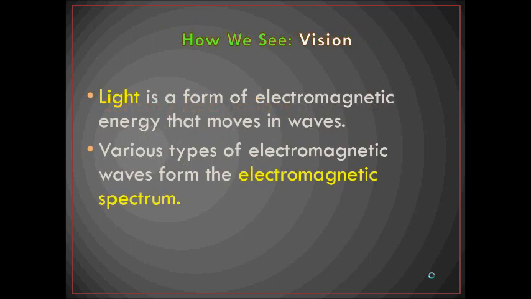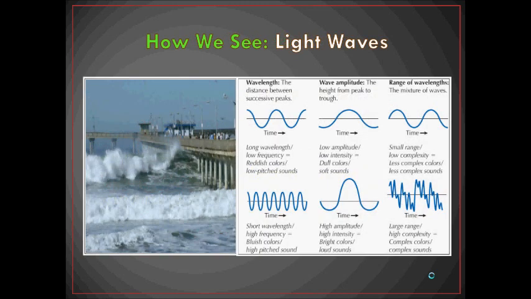So let's move into one of our senses. Perhaps one of our most important senses is vision. Light essentially is a form of electromagnetic energy that moves in waves. A little bit of physics here. There are various types of electromagnetic waves, and they form the electromagnetic spectrum.